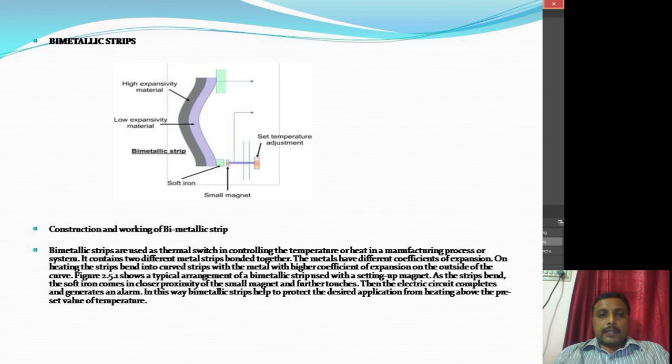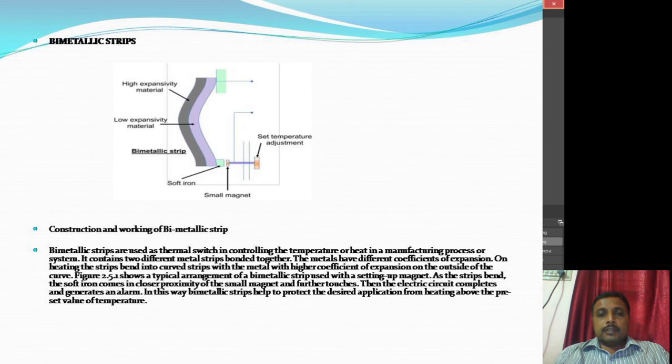it consists of two different metallic strips which are bonded together. As I told you, there is a high expansive material and a low expansive material. So these two are bonded together. As soon as the material is heated, the metals will have different coefficients of expansion. So once the heating starts, the strips will start to bend into curved strips, with the metal with higher coefficient of expansion on the outside, as a result of which the soft iron which is attached to the low expansive material will tend to come and touch the magnet.